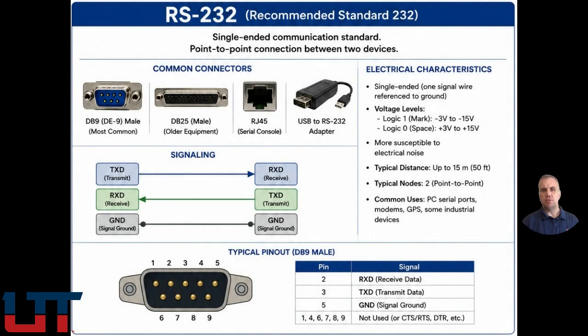RS-232 is the oldest and most familiar. It's point-to-point, one device talking to one other device, and has a maximum distance of about 15 meters. You'll see it most often as the local configuration port on a PLC or HMI. You plug a laptop directly into the device with a serial cable to configure it. It's not designed for field wiring across a plant. It's a short-range direct connection.